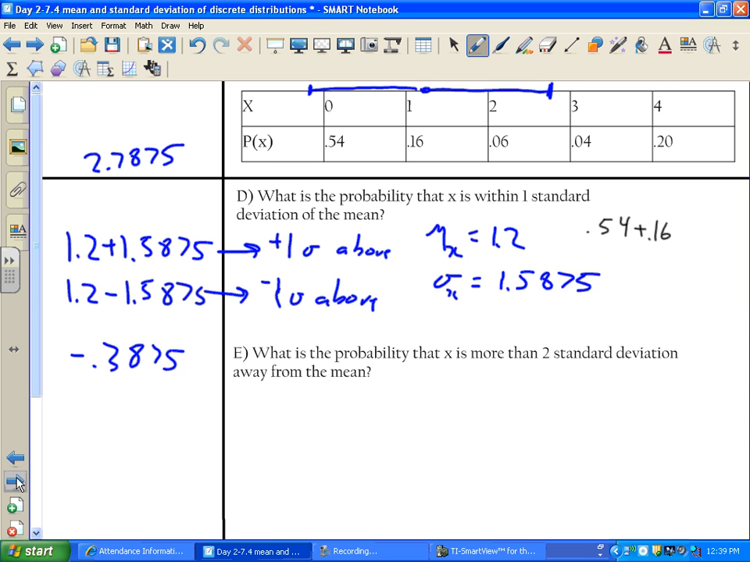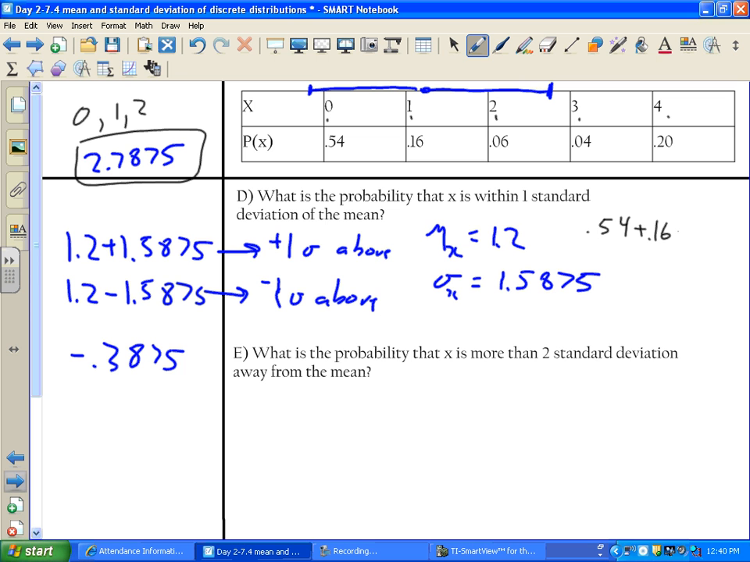Good. It goes all the way up to 2.7875. Remember, we're talking about discrete random variables here. So my value isn't 2.7875. My values are 0, 1, 2, 3, and 4. 2 is within this range, isn't it? Don't you agree? My range is from negative 0.3875 to positive 2.7875. So that means the things that are captured or within it are the 0, the 1, and the 2. So those are the 3 probabilities that I'm going to add.